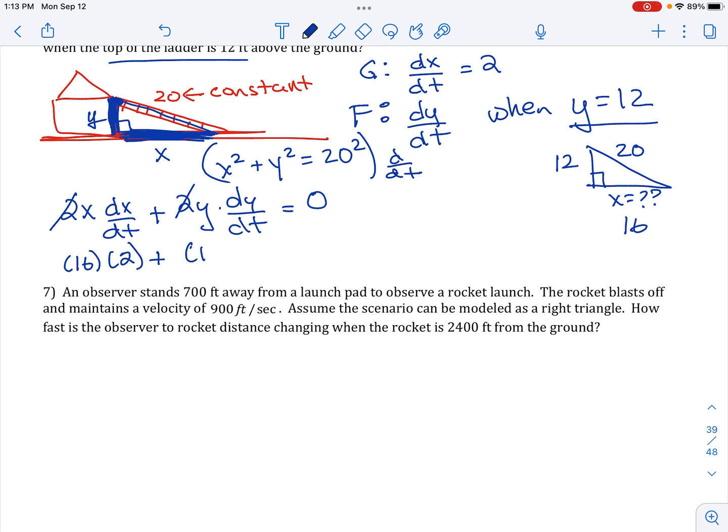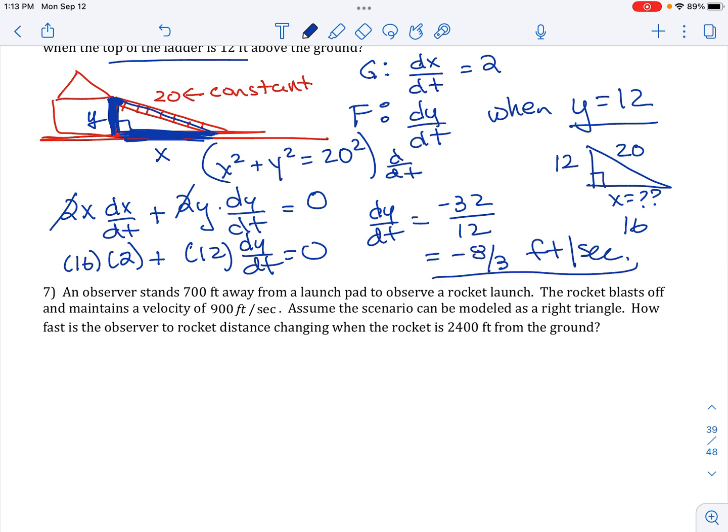My y is 12. dy/dt is what I'm looking for. And if I solve this, I end up with dy/dt equals, subtract the 32, divide by 12, or if you want to reduce, it's negative 1/3. Units would be feet per second. And it should make sense that dy/dt is negative because it's sliding down as time increases.